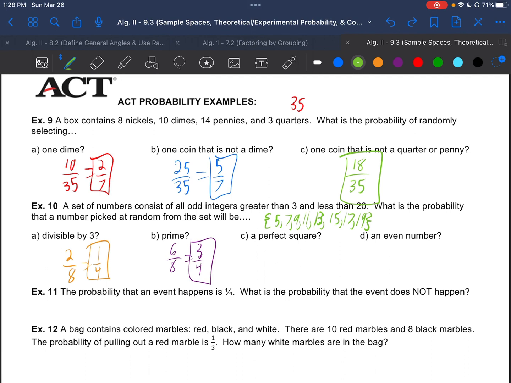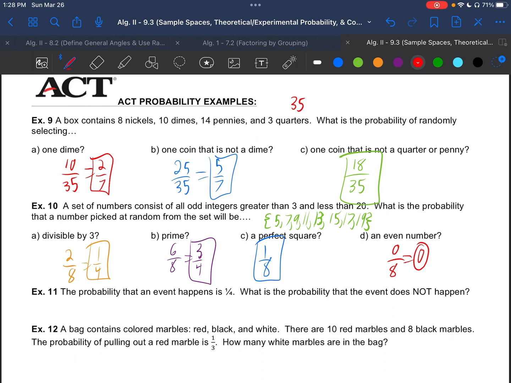All right, what are the odds that it's a perfect square? So look here and we say, okay, how many perfect squares do we have? We have quite literally 1. So you say 1 out of 8. Call it good. Now what's the probability it's an even number? We might notice there's no even numbers. So 0 out of 8, aka 0, is the probability.